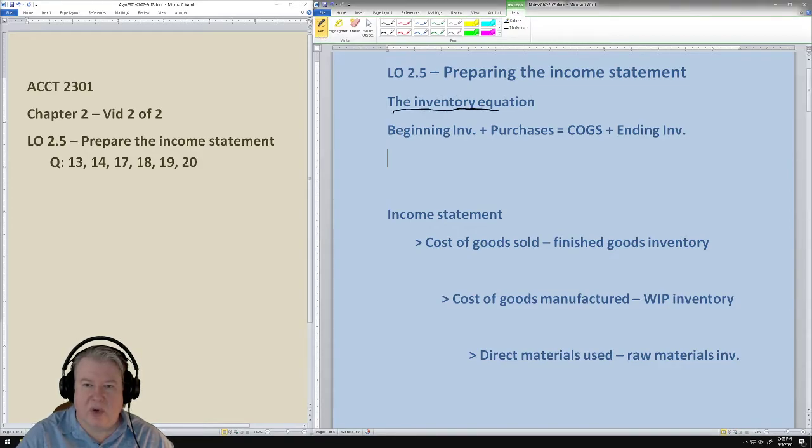Here we will have just the inventory equation, and we'll end up using this in a bunch of different roles. The basics is that you start off with beginning inventory, you add purchases, and that will equal ending inventory and cost of goods sold. It's not a calculation in the true sense; it's more of a truism that beginning inventory plus purchases have to equal cost of goods sold and ending inventory.